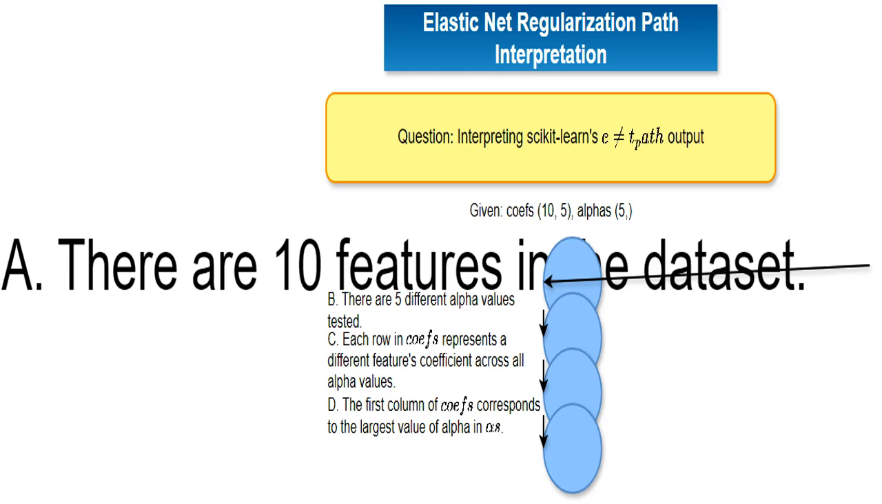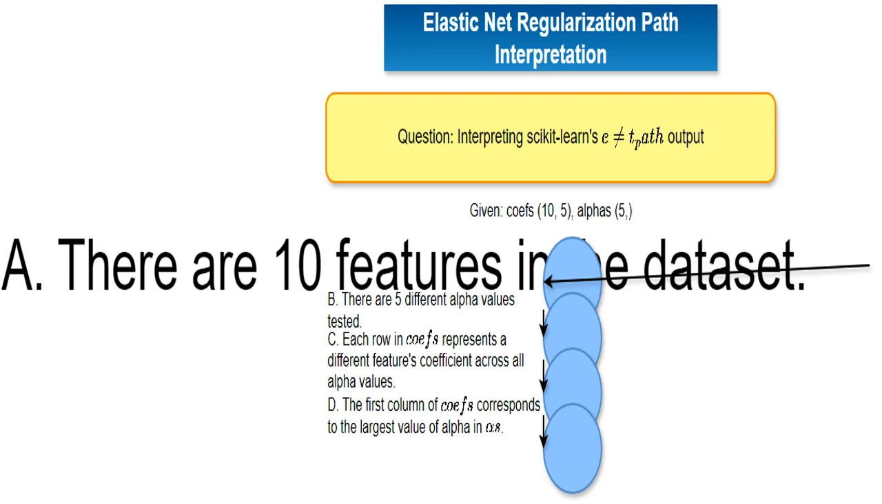I see that "alphas" has a shape of 5. This means there are 5 different values of alpha, which is the regularization parameter used. Each alpha represents a different level of regularization strength applied to the elastic net model.